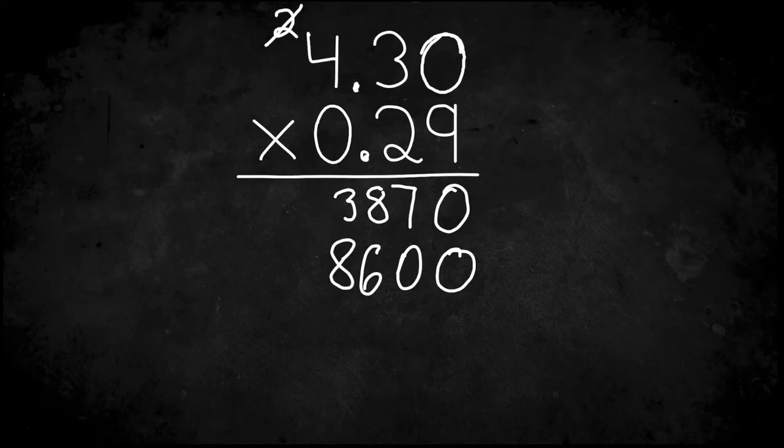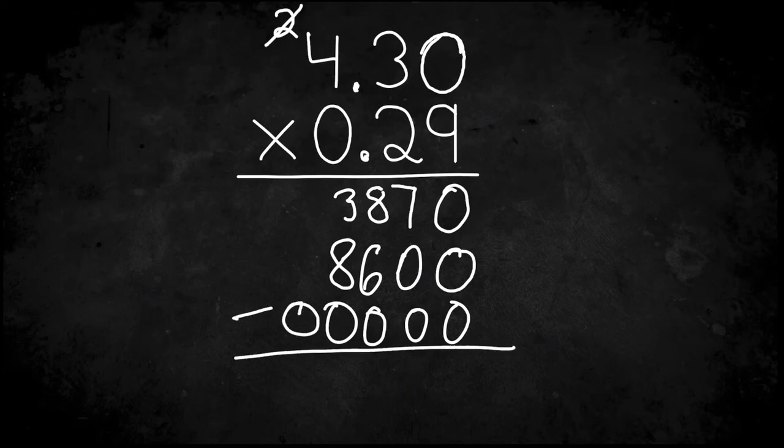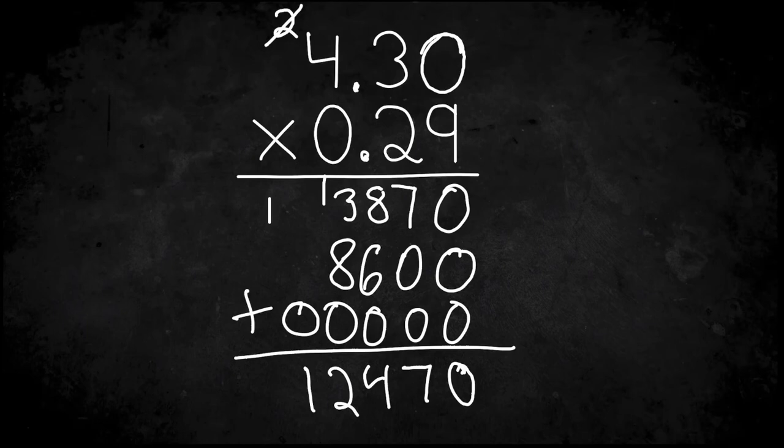Then for the last one, we put 2 zeros. 0 times 0 is 0. 0 times 3 is 0. And 0 times 4 is 0. Now let's add. 0 plus 0 plus 0 is 0. 7 plus 0 plus 0 is 7. 8 plus 6 plus 0 is 14. We carry the 1. 1 plus 3 is 4. 4 plus 8 is 12, and 12 plus 0 is just 12. We put the 2 here, carry the 1. 1 plus 0 is 1, right?